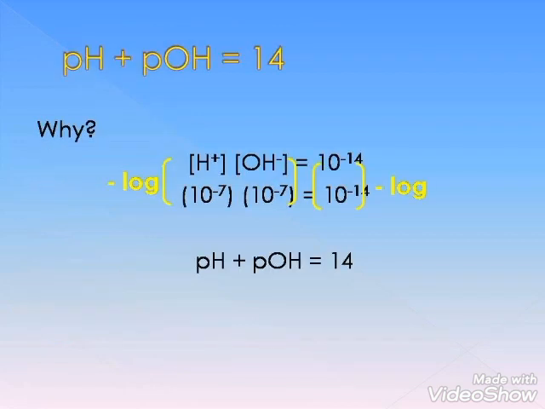Now, we all know that pH plus pOH is equal to 14. If we take the negative logarithm of the H+ ion concentration and the OH- ion concentration, then it will come to 10 to the power of minus 14. So, pH plus pOH is equal to 14. Simply, we don't need to go into these complicated definitions. We just need to remember that pH is the negative logarithm of the hydronium ion concentration present in a particular solution.